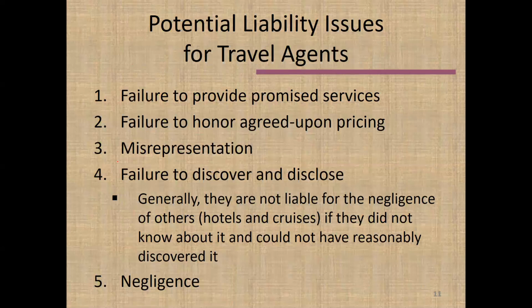And finally, a travel agent can be negligent. A travel agent can make a mistake. Instead of reserving 2 rooms, they only reserve 1 room. Instead of reserving it for Tuesday and Wednesday night, they reserve it for Wednesday and Thursday night. They can make mistakes like anybody else. Those would be examples of negligence. Negligence is a tort, and that can result in liability for the travel agent. This is just a partial list of the things that can come up, obviously.